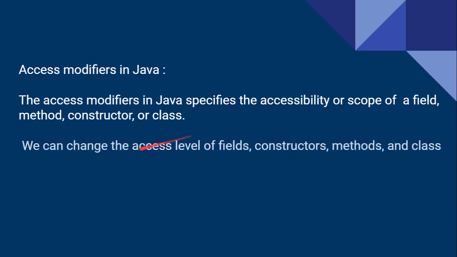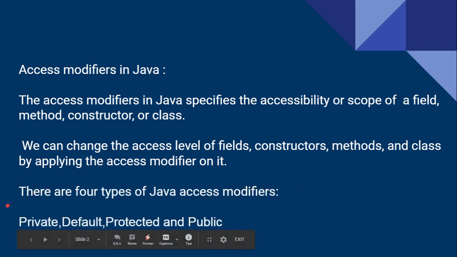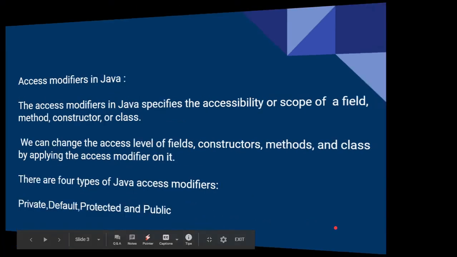Okay, now how can we change this access level? By using these access modifiers. These modifiers can be used for the fields or the constructors or the methods or the class. Here fields are the members or the data, and by applying the access modifier on it, the level of access can be varied. There are four types of Java access modifiers: private, default, protected and public. Let us see one by one what these access modifiers mean.